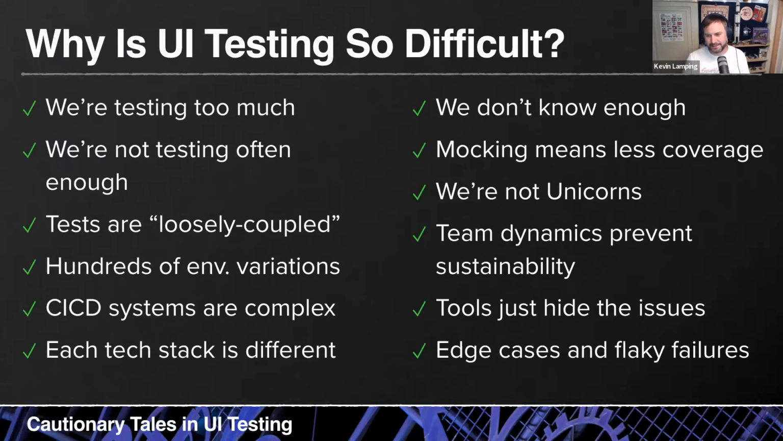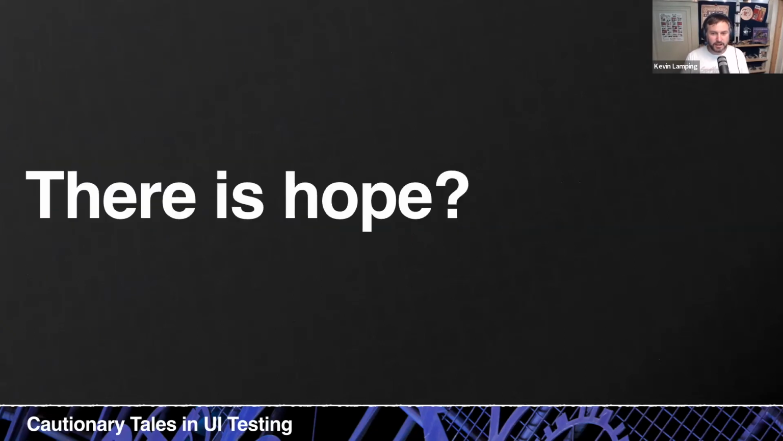Okay, I think that's enough for our list of what makes UI testing so difficult. All of that makes it so difficult. Is there really hope? Looking at that whole list, I think so. I think we just need to realize a few things before we can really have hope.